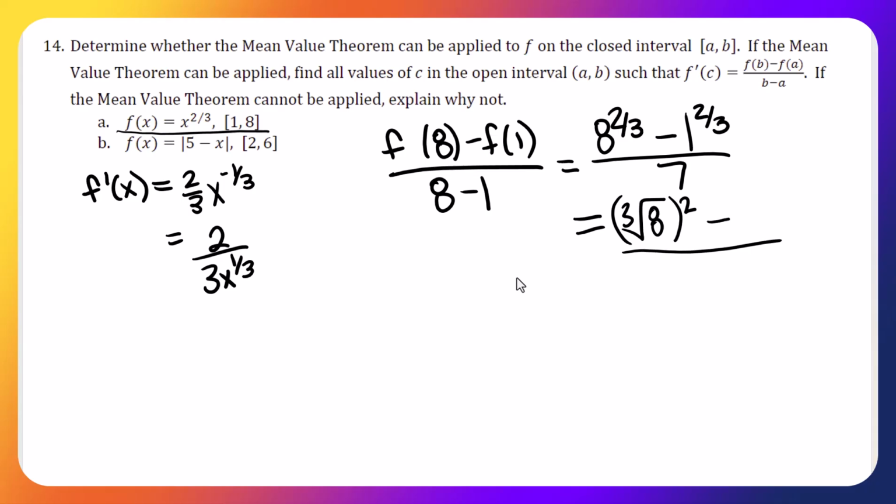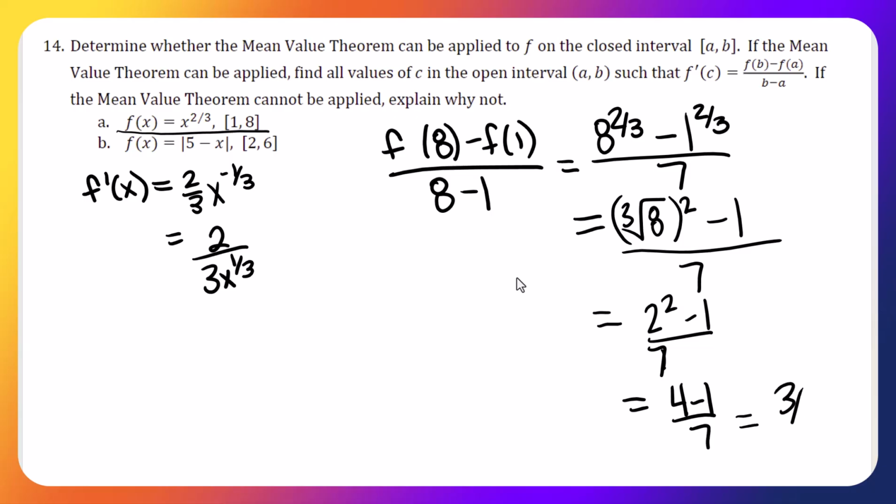1 to the power of 2/3 is a little bit easier. 1 to the power of anything is just 1. But here the cube root of 8 is 2. 2 squared would give me 4. So really we have 4 minus 1 over 7, or a value of 3/7. So I want to take this derivative and set it equal to 3/7 to find that value.